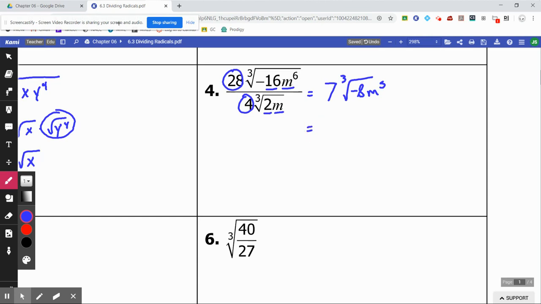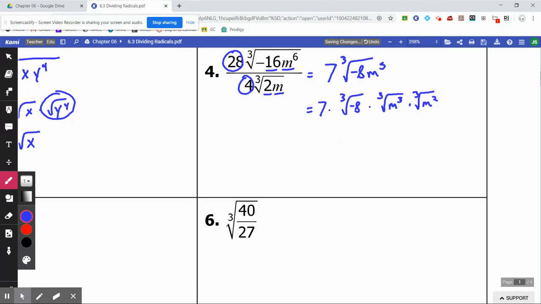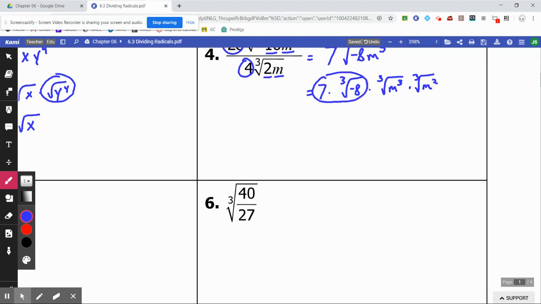Now let's split that. Leave the 7. The cube root of negative 8 I know. And for m to the fifth, you can only do cube roots of multiples of 3. So the largest multiple of 3 less than 5 would be m to the third. So I'm going to split m to the fifth into m to the third and m squared. So I now know that 7 times the cube root of negative 8, which is negative 2, would be a negative 14.